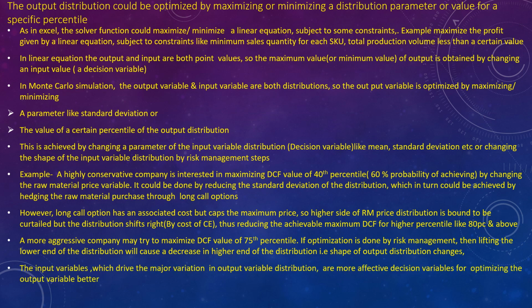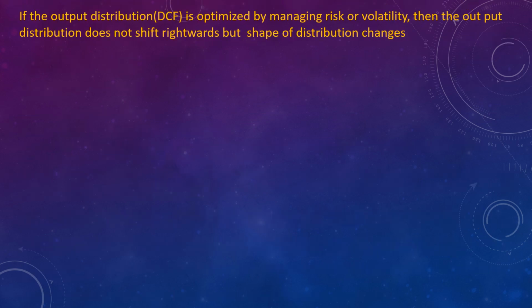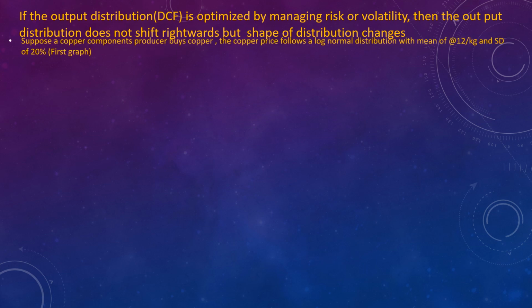The input variables which drive the major variation in the output variable distribution are more effective decision variables for optimizing the output variable. If the DCF distribution shifts entirely rightwards, then it is not exactly optimization but cost reduction. If the output distribution of DCF is optimized by managing risk or volatility, then the output distribution does not shift rightwards but the shape of the distribution changes.